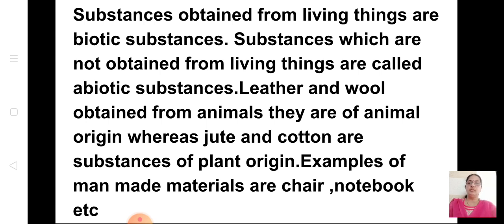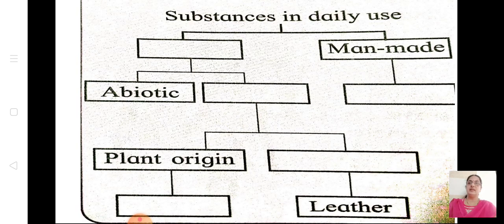So what you have to do is read the passage again. Once again you will read, so you will get a clear picture of what it is about. It is about substances in daily use. So I'll just give a hint. From next time in the exam you will not get any hint like this. You can fill into this. See here, substances in daily use. It is there in your textbook. So that's why I have given.